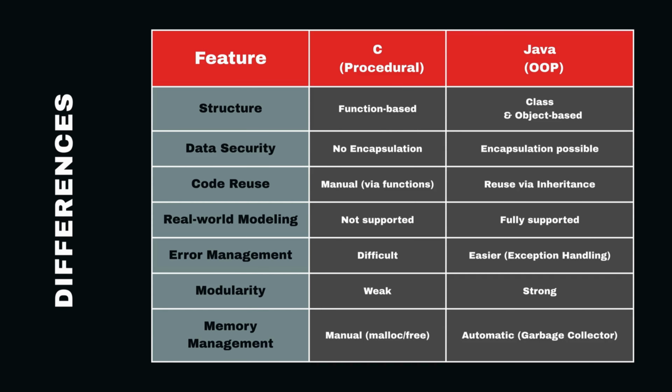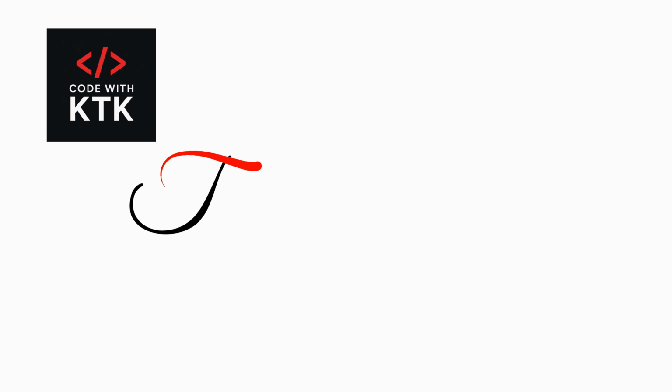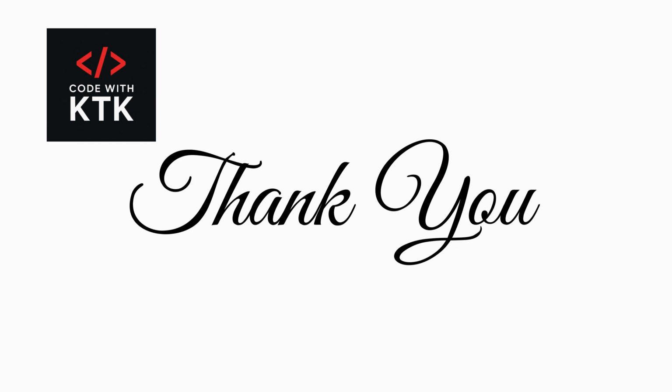So that's it for today, guys. A procedural language like C works fine with small programs, but for real-world scalable applications, OOPS is preferable, whether in Java or Python. It is the way forward for creating large applications. In the next video, we will learn data types, variables and operators, and we will write our first program. Thank you for watching.